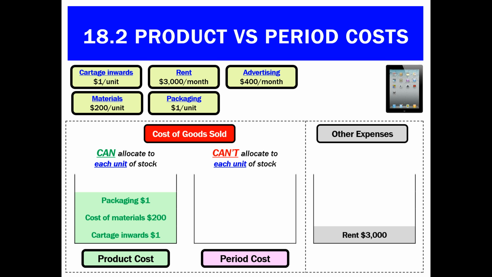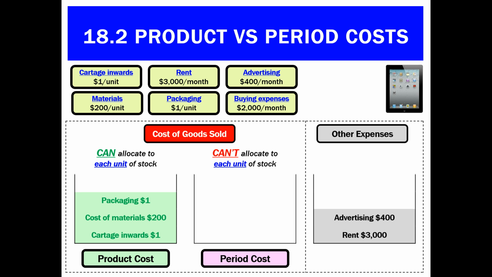Advertising, $400 per month. It's actually not required to get stock ready for sale, so the keyword is ready. Advertising is required to sell it, but only once it's already been made. So that's going to have to go over here in other expenses.